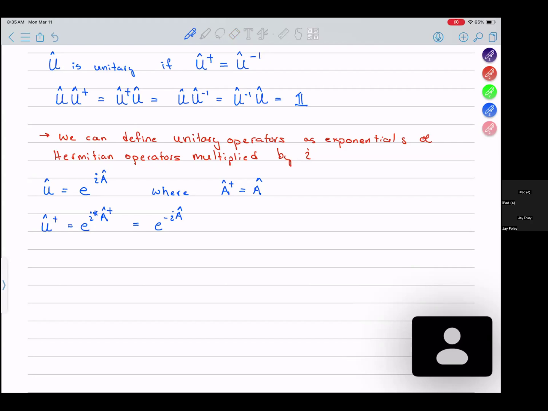Okay? And so the other way of saying this is, I've taken the dagger of this operator and I've gotten its inverse, right? Why? Because if I were to multiply E to the I A hat with E to the minus I A hat, then what I get is E to the I minus I A hat, which is E to the 0, which is the identity operator. Okay. So that's all there is to it. So that is one way that we can write a unitary operator.